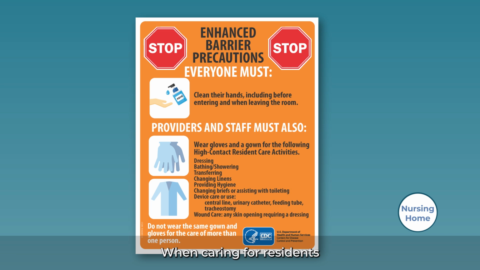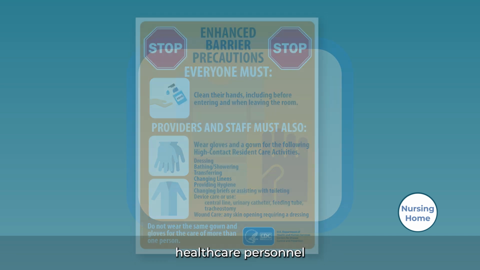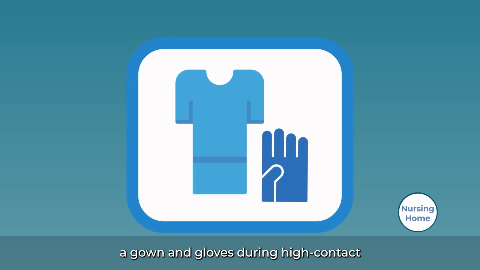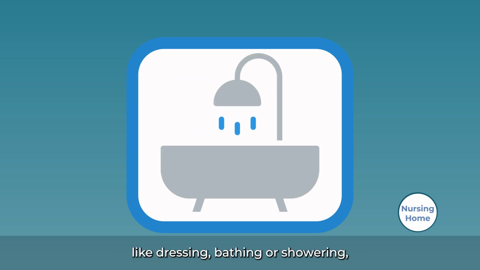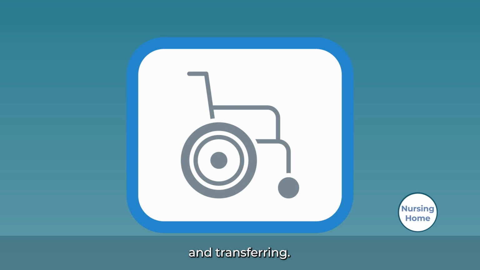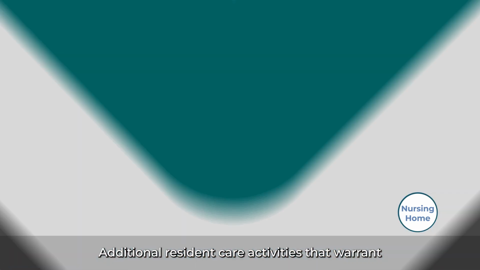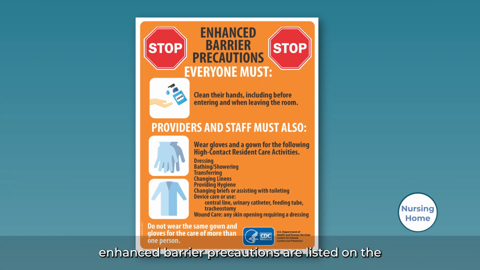When caring for residents on enhanced barrier precautions, healthcare personnel should wear a gown and gloves during high-contact resident care activities, like dressing, bathing or showering, and transferring. Additional resident care activities that warrant enhanced barrier precautions are listed on the Enhanced Barrier Precautions signage or can be found on CDC's Enhanced Barrier Precautions guidance.